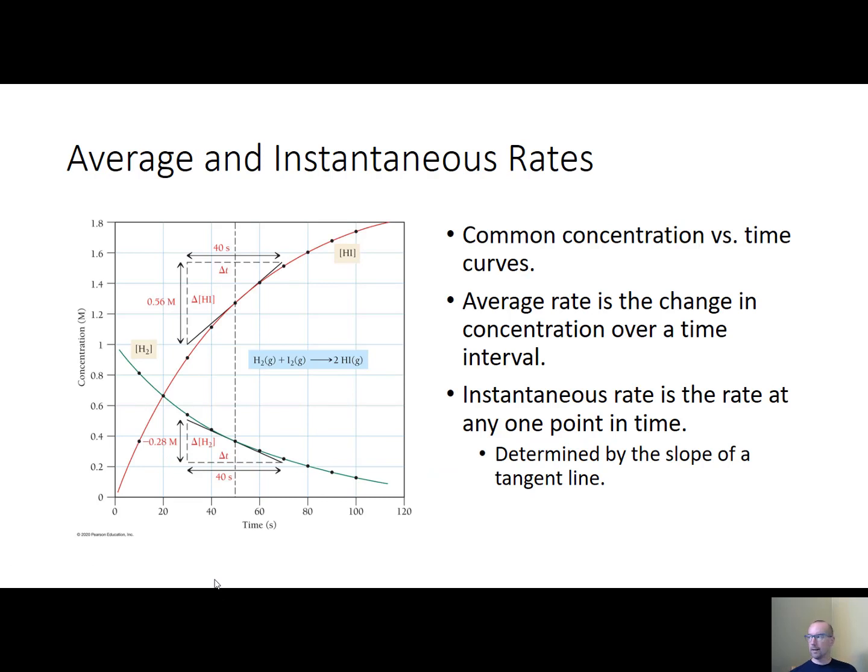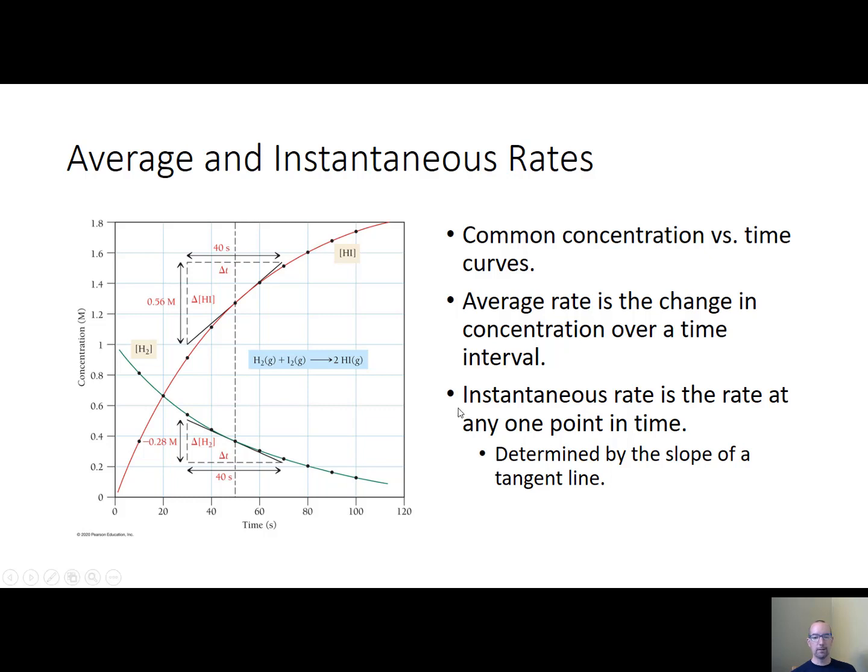So we're able to calculate average and instantaneous rates, and these are some really common curves. The concentration of H2 is this green line going down, the concentration of I2 is this red line, and HI is going up on this curved line. And as more and more of this goes away, the rate at which it goes away starts to level off, and as more and more HI forms, the rate at which it forms tends to level off until they would just sort of plateau. And that plateau for us is the equilibrium, which we're going to get to in another chapter.